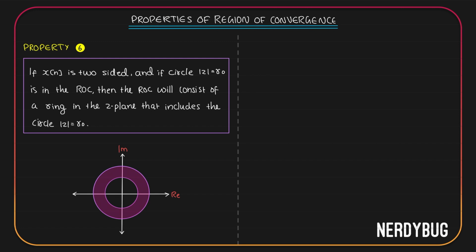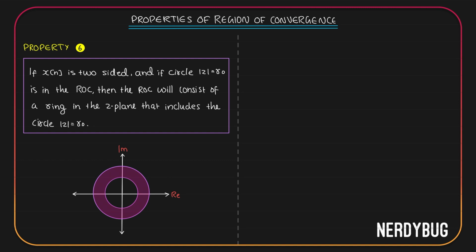Let us go to the next property. According to this, if x of n is a two-sided signal and if the circle with magnitude z equal to r naught is in the ROC, then the ROC will consist of a ring in the z-plane that includes the circle magnitude of z equal to r naught.